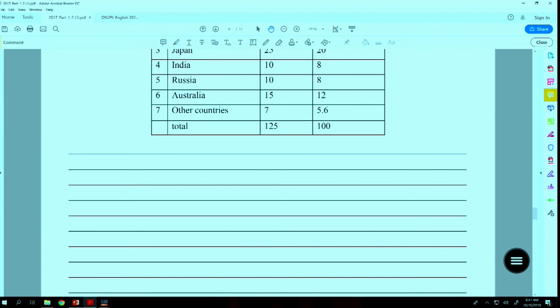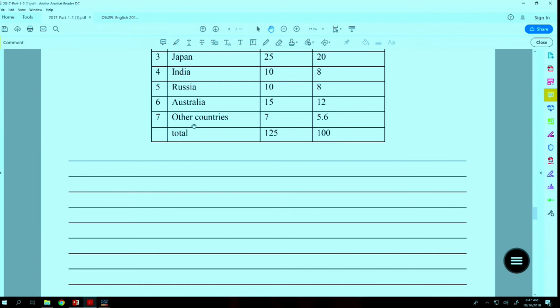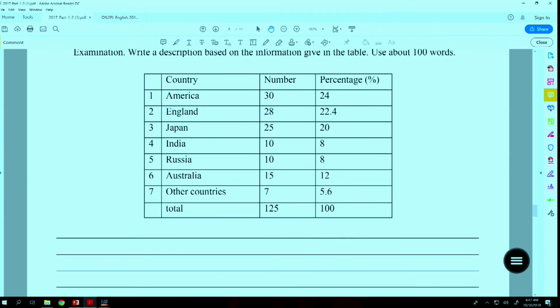This table shows where 125 students of our school like to study after their A-level examination. According to this table, most of the students like to study in America, while the least number of students like to study in the other countries which are not mentioned in the table. An equal number of students like to study in India and Russia, that is 8%.